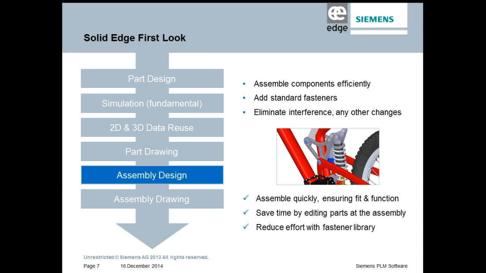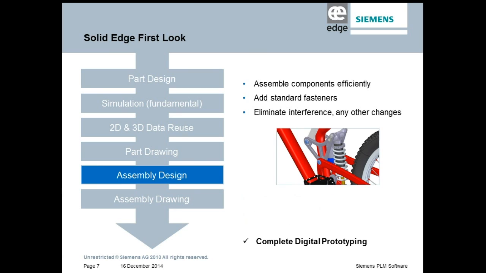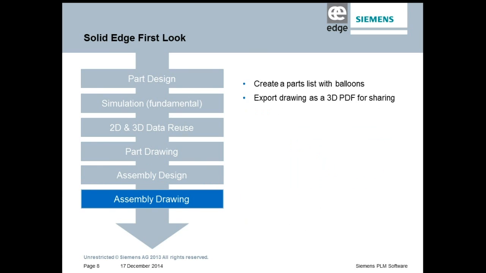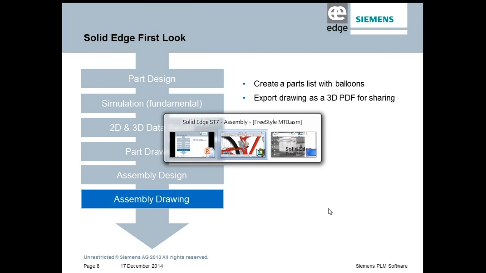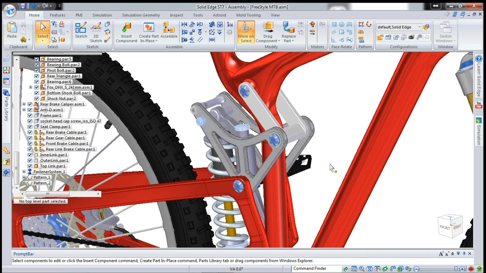We can save time by editing the parts in the context of the assembly, and we can reduce effort putting bolts, nuts, screws, things like that in with fastener libraries and standard components. So we've got the tools for complete digital prototyping. Next, we need to have a look at creating your assembly drawings, and creating things like parts lists with balloons, and even exporting drawings as 3D PDFs.